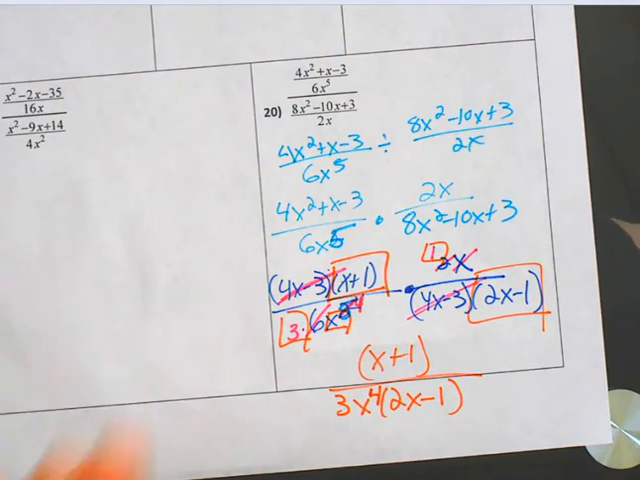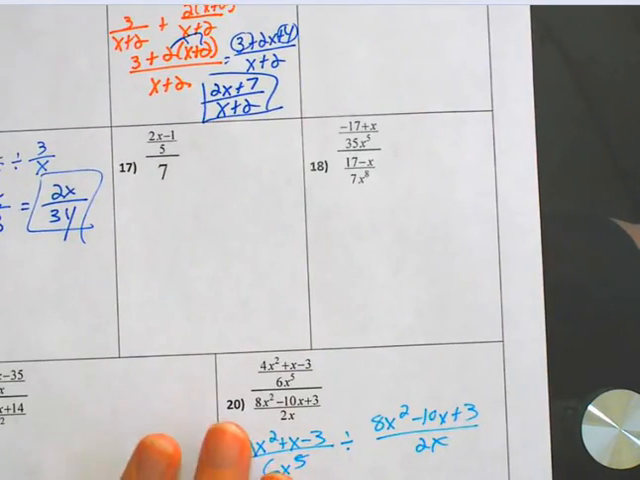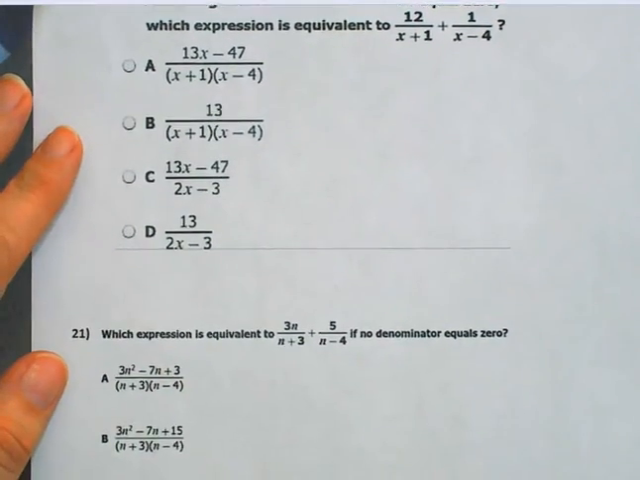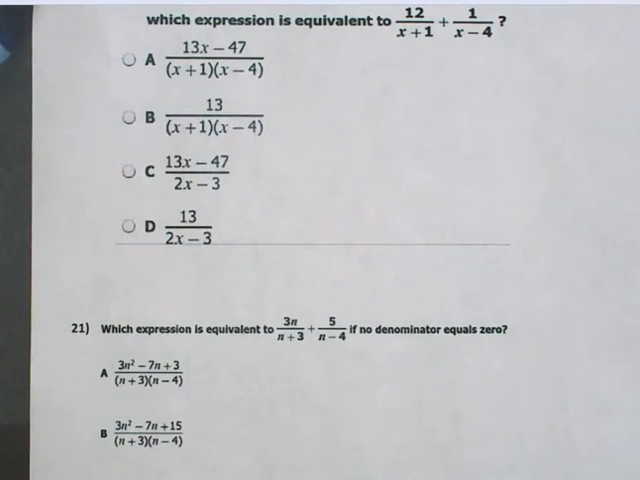All right, so number 9 or 19 you should be able to do. And then you have one more page of homework, which was these. Okay, so these are back to adding and subtracting. Let's look at the top one. Assume the denominator does not equal 0, which expression is equivalent.